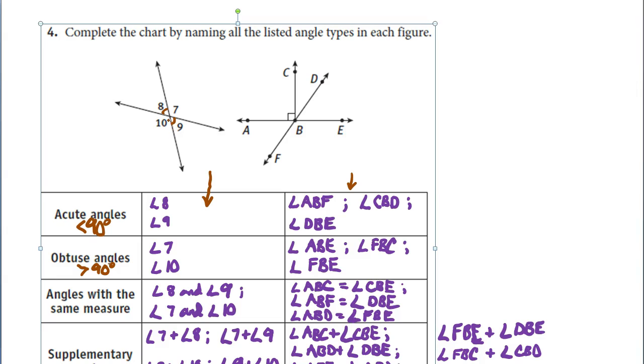There's even a vocabulary word for angles that are created by intersecting lines and they're at opposite positions from each other.